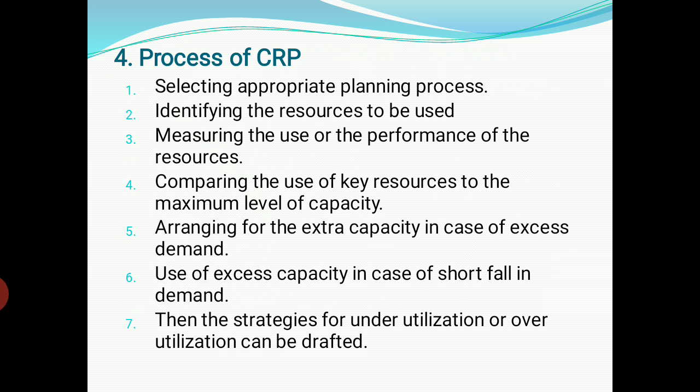When we move to the process, as I told you in the beginning also, the process cannot be the same for all manufacturing units. It depends on the type of product that it produces, what kind of demand that product has, what type of installation the company has, and whatever the policies of the management of the company may be. But more or less, these six to seven steps are generally followed by companies taking up CRP.